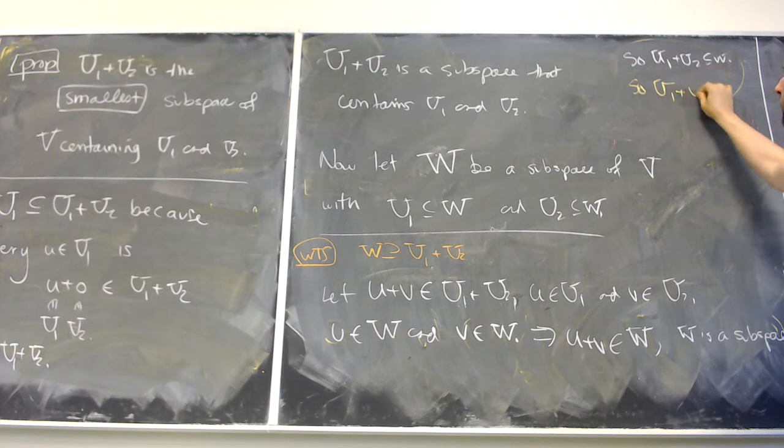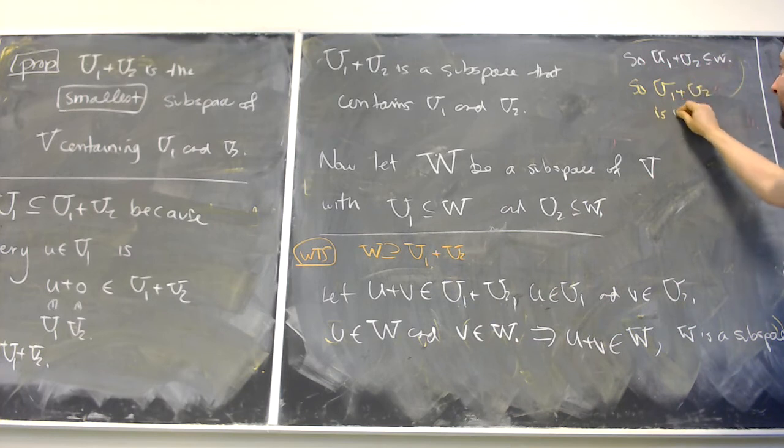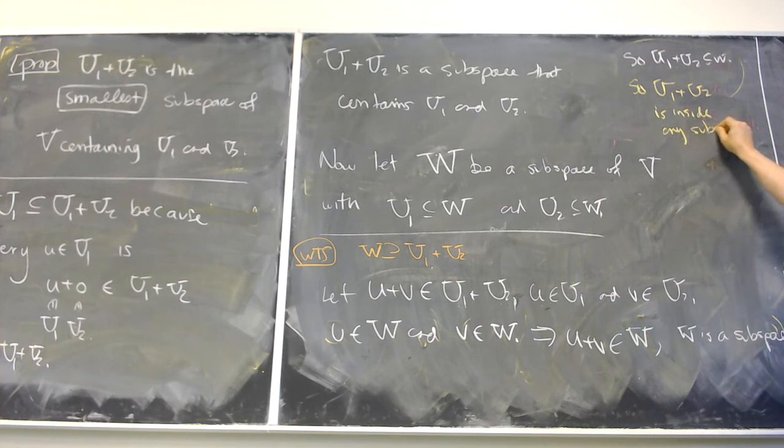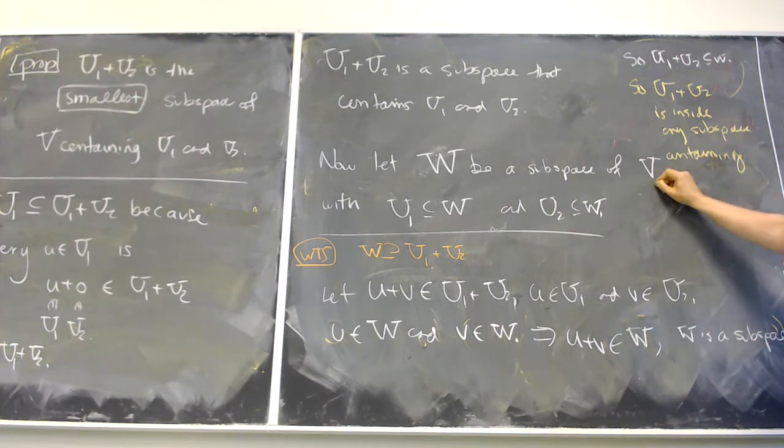So U1 plus U2 is inside any subspace containing U1 and U2. Well, that means it's the smallest.